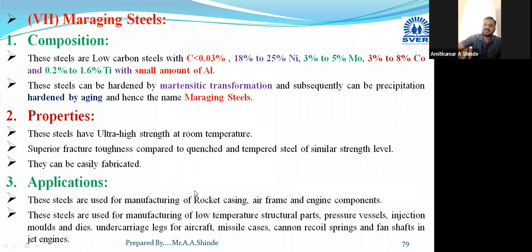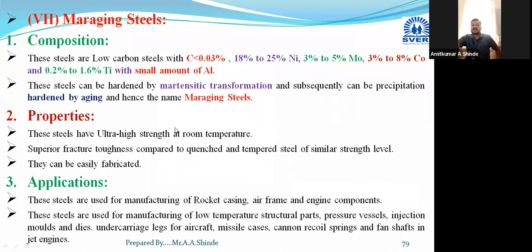What you have to understand here is ultra high strength, very good toughness, and we can do the fabrication operations very easily as it is a low carbon steel also. Here hardness is present due to other alloying elements, and carbon is present in the form of martensite. That's why strength and hardness are more.